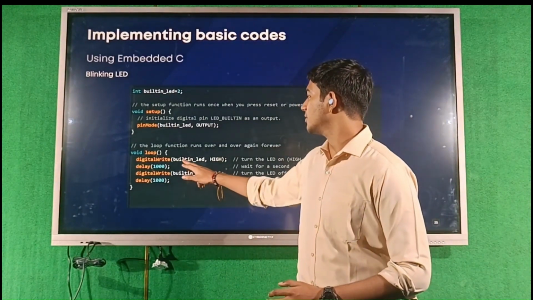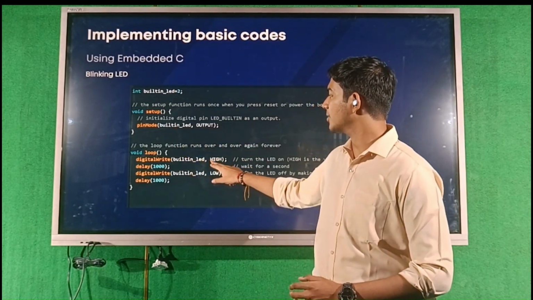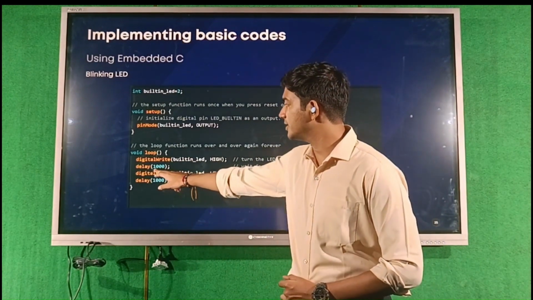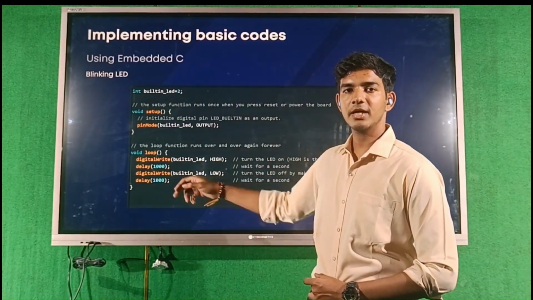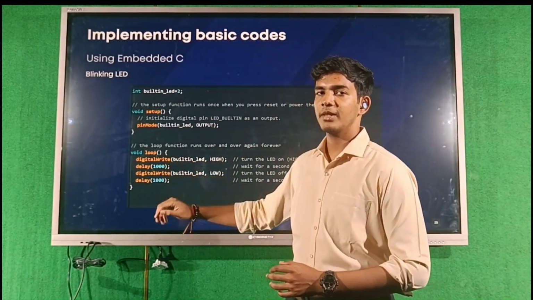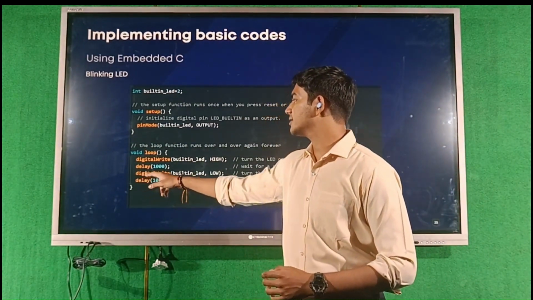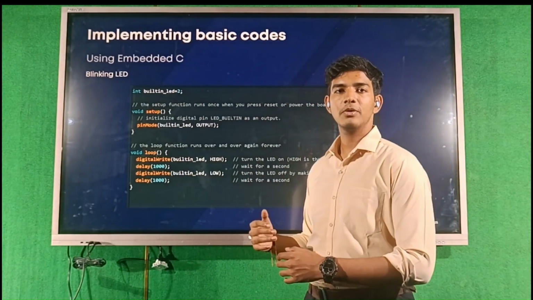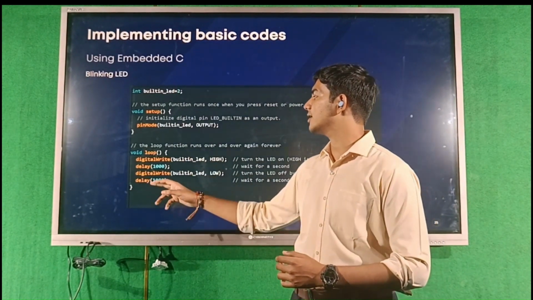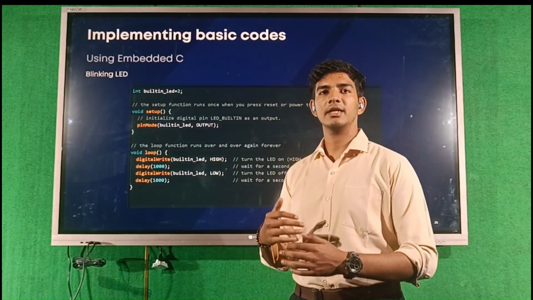So I mentioned digitalWrite built-in LED, that is our output, and I am giving an output high. Then I am giving a delay of 1 second. 1 second means 1000 milliseconds. Here the C language reads it as 1000 milliseconds. So next I want to give a low output to my built-in LED. So I am giving a low, and then I am giving a delay of 1000.